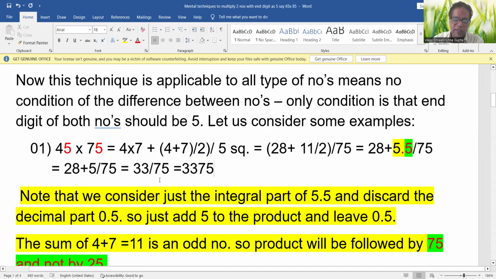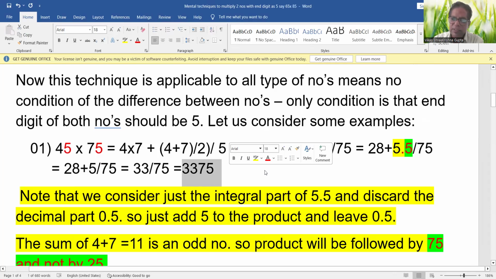Now please remember, when the sum of both the numbers, like in this case 4 and 7, is an odd number, then the answer will always be followed by 75 and not by 25. When the sum of the numbers, A and B, is an odd number, it is followed by 75. And when the sum is an even number, then it is followed by 25. Here in this case, 4 plus 7 is an odd number, so I add 5 only, discard the 0.5, and the answer is 3375.